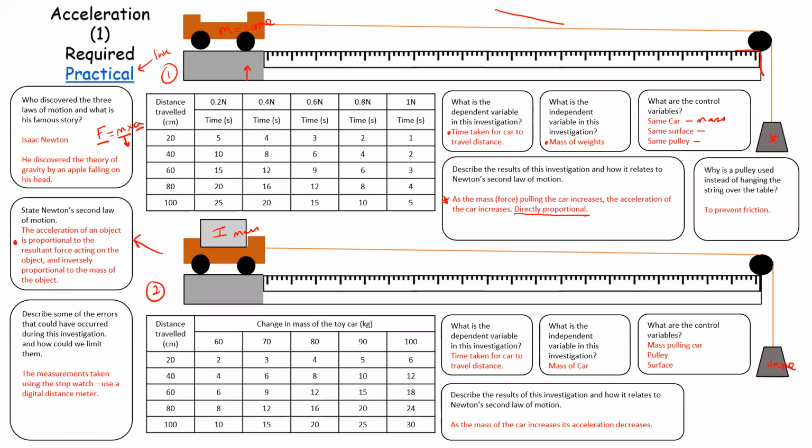What are the control variables? These ones you're just keeping the same, so the mass pulling the car, again the pulley and surface. It's exactly the same. And again, describe the results and how it links to Newton's second law. You will state, as the mass of the car increases, its acceleration decreases.